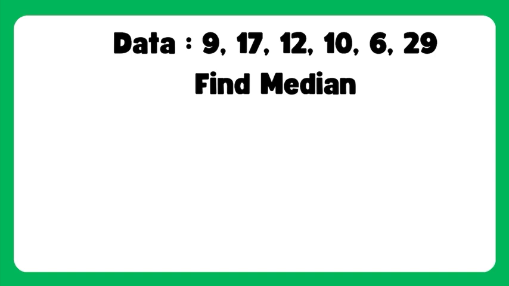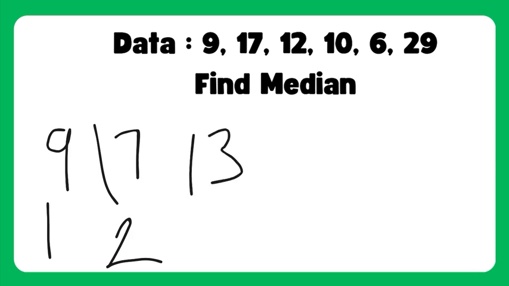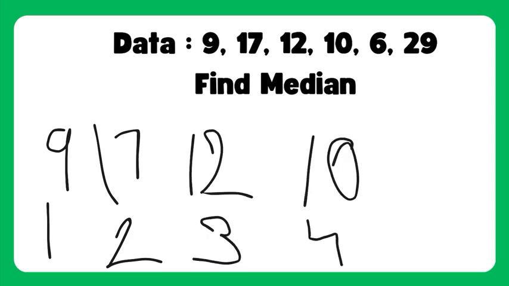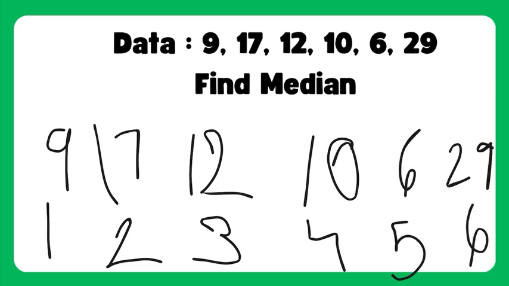Now we will move on to the next example, which is an even number of values. We have 9, which is the first value, 17, which is the second value, 12, which is the third value, 10, which is the fourth value, 6, which is the fifth value, and 29, which is the sixth value.